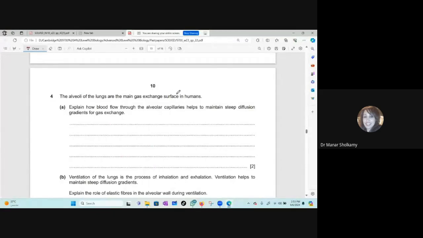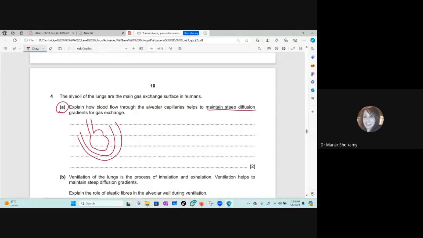2 more questions. This paper 2 is always 6 questions. The alveoli of the lungs are the main gas exchange surface. Explain how blood flow through the alveoli capillaries help to maintain a steep diffusion gradient for gas exchange. This is an easy question also. Adam, yes, doctor. Can you tell me how the blood flow will maintain steep diffusion gradient? The blood capillaries are very close to the alveolar surface, which shortens the diffusion distance of gases to the blood.